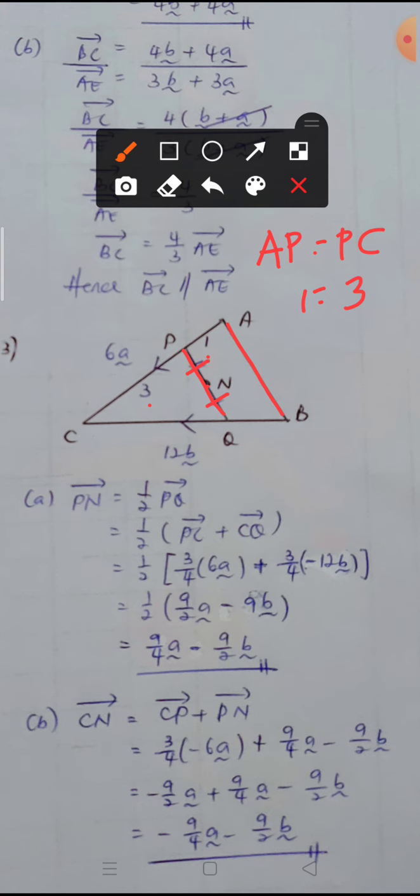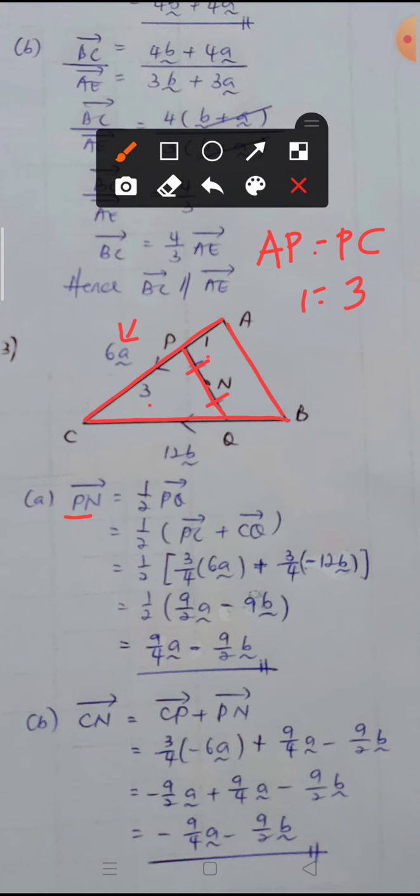Given AC is 6A. AC is 6A here, and AC is the whole length here. The whole length here is 6A. And then BC, B to C is 12B. Now we are going to use the given info to find PN.